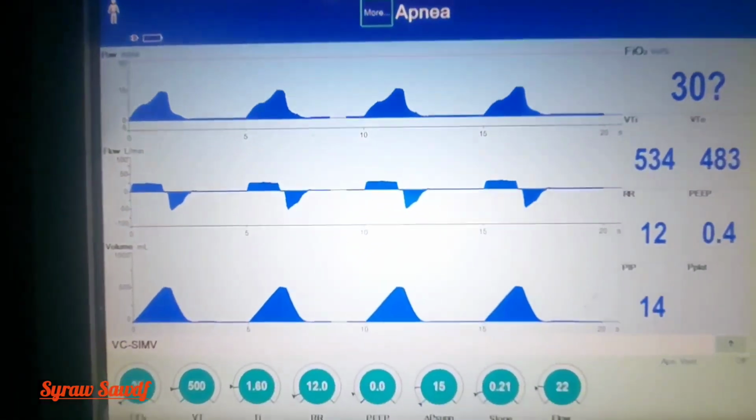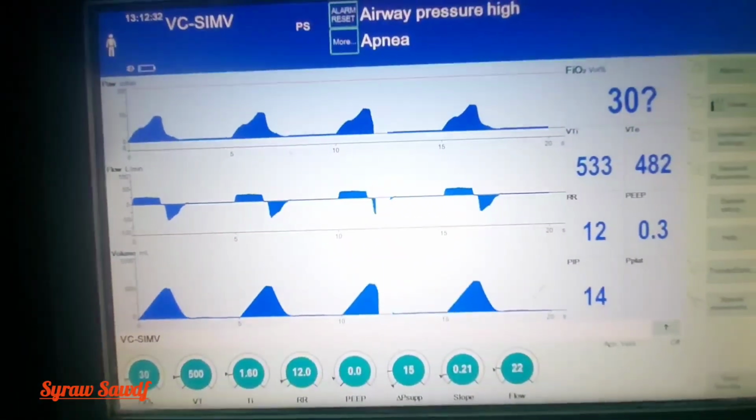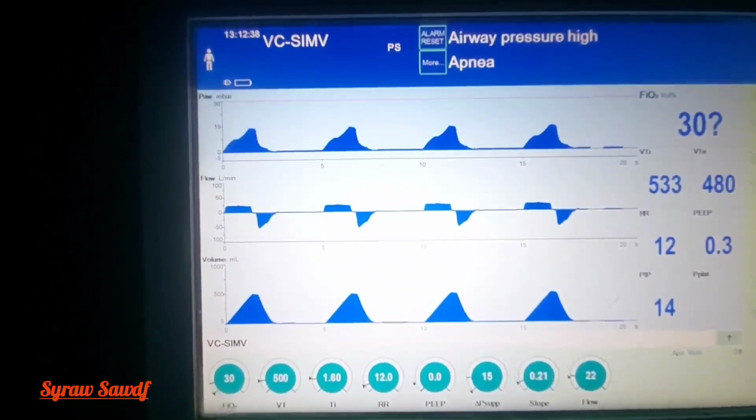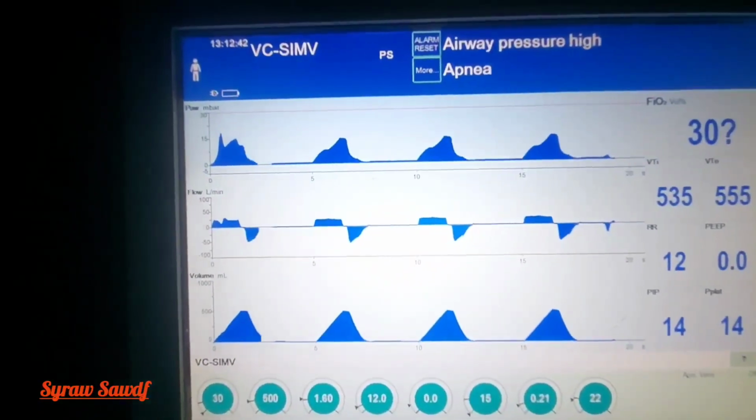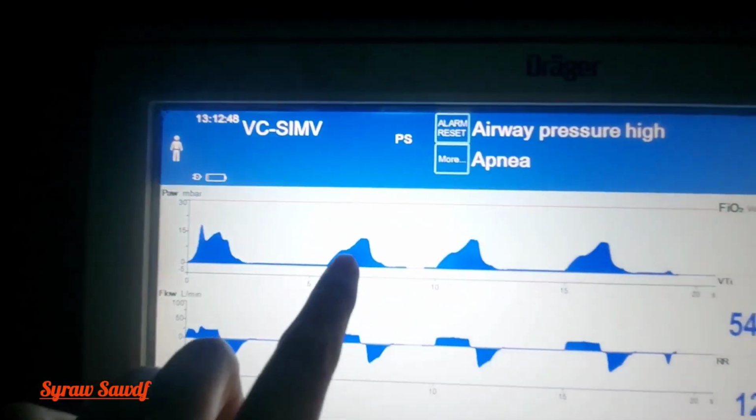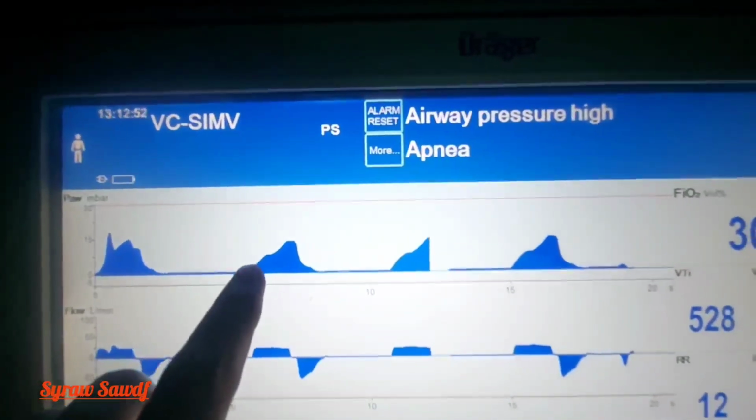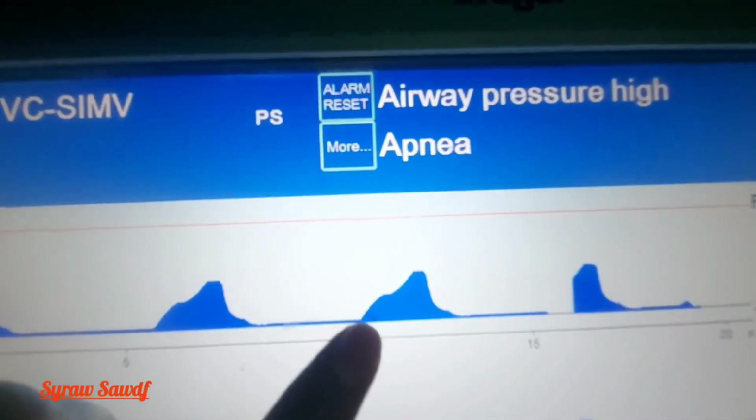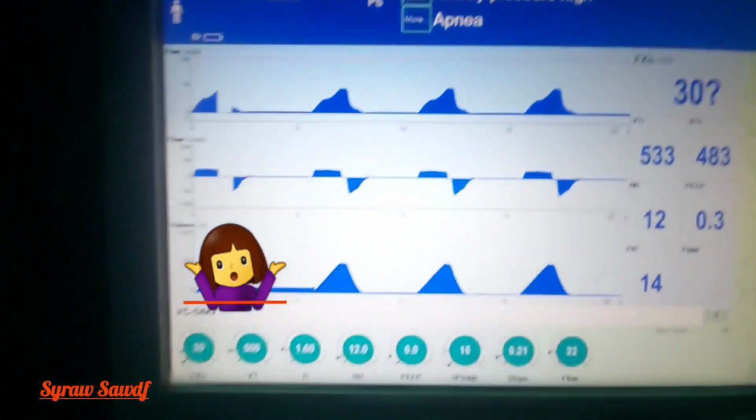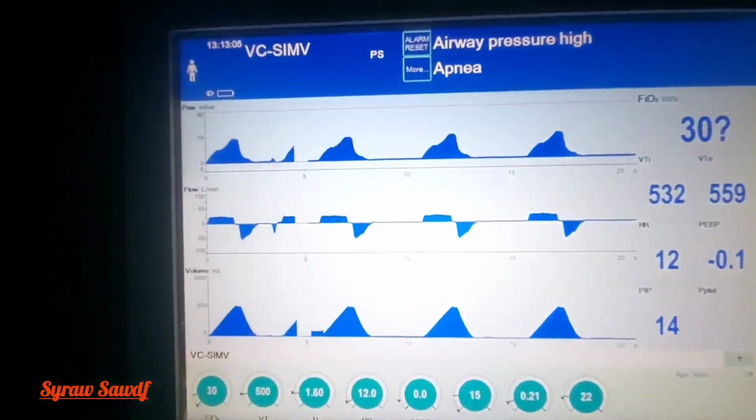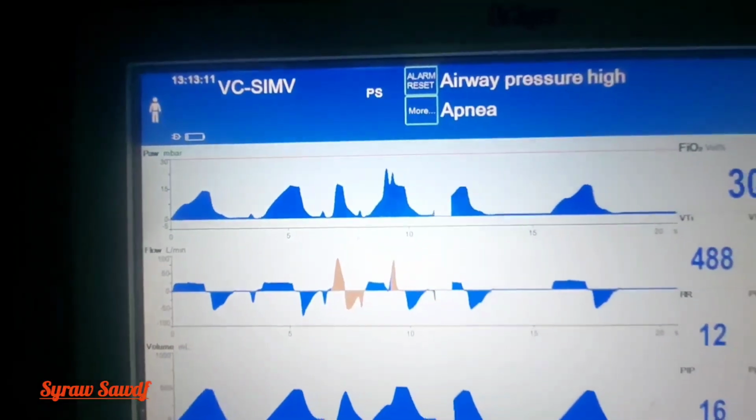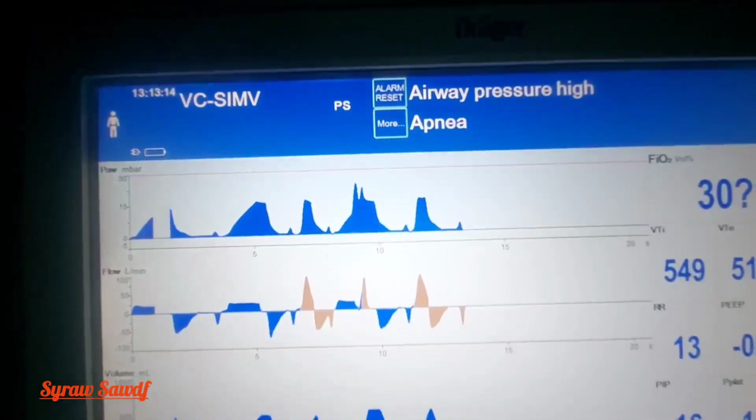Now I will try to mimic the patient's breath by compressing this bag here. Let me try. Let's see if it makes any difference or not. Although the patient's breath will be negative and it should go down here, it will be like this. If the patient takes a breath, it will go down like this. There will be a change, it will go down like this. So we cannot mimic a patient's breath. But let me try. I'm just compressing it and it didn't bother at all, and it continued to give its own breaths.